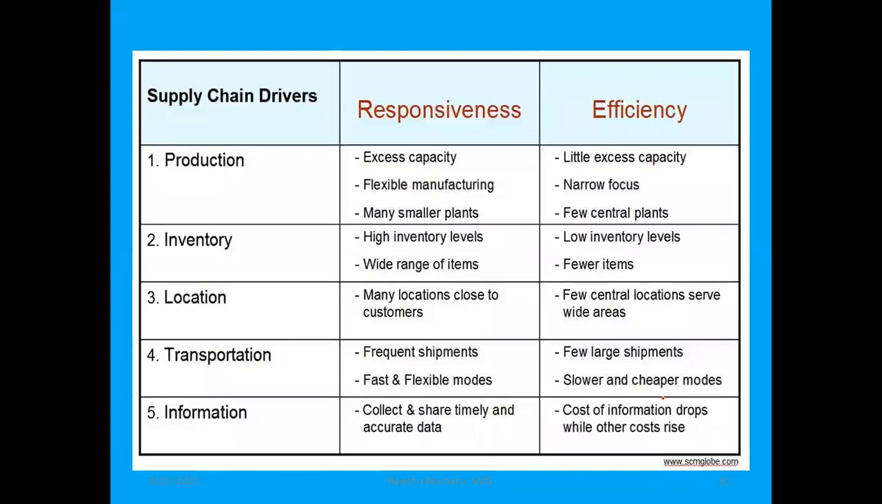Okay, these are the supply chain drivers. So what are the supply chain drivers? Production, inventory, location, transportation, and information. So we will discuss the efficiency and responsiveness of each supply chain driver. Now see the first thing, production. What should the responsiveness be? Excess capacity, flexible manufacturing, and many small plants. Responsiveness should be many small plants. It should have flexibility in manufacturing and excess capacity for making the products.